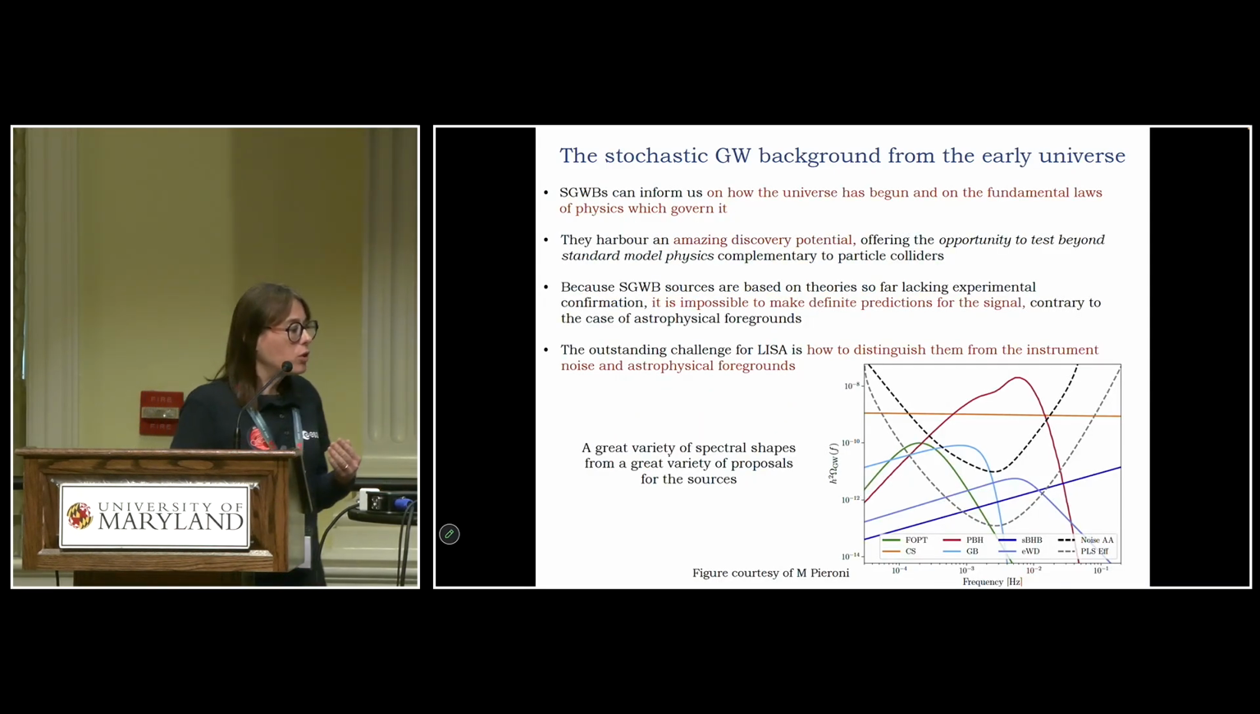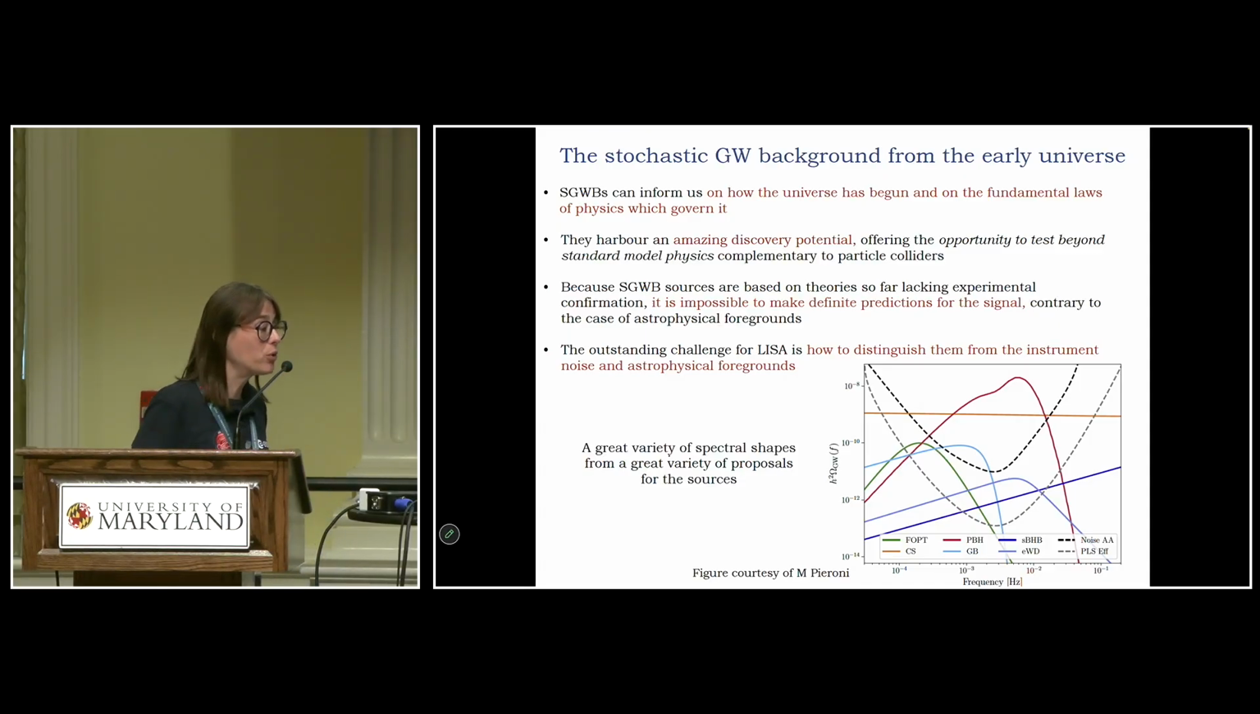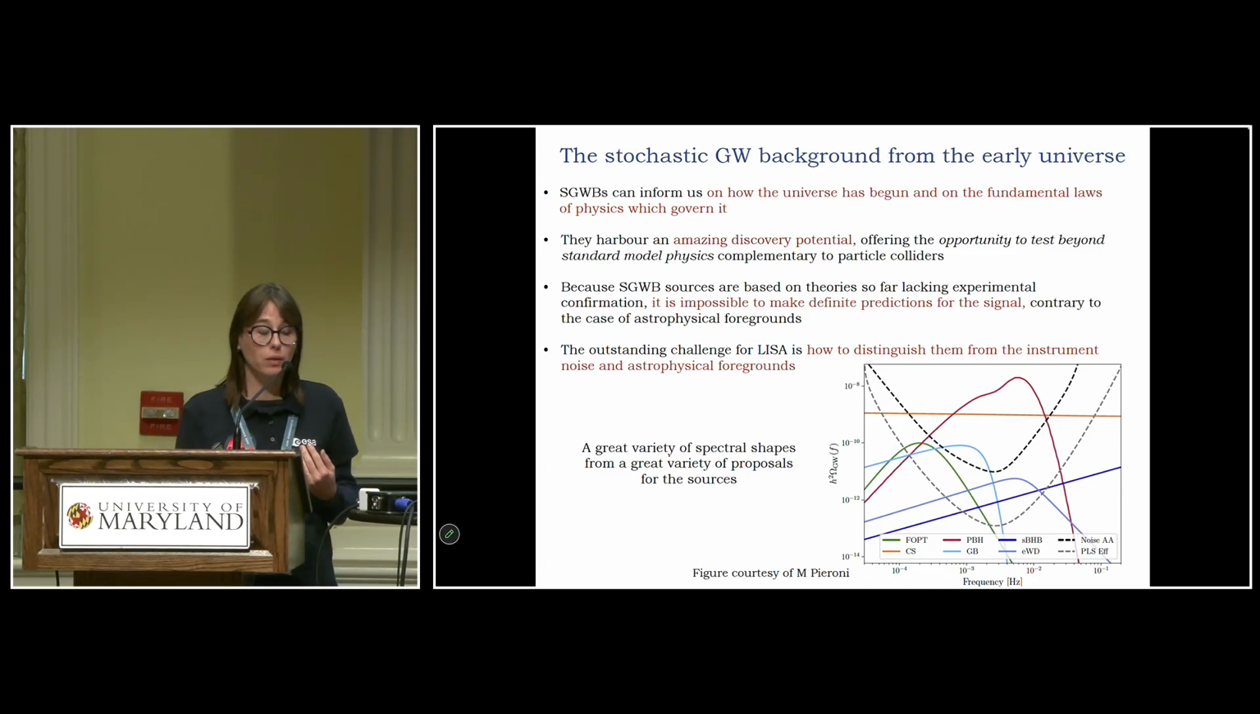So stochastic gravitational backgrounds, I mean, we don't have them just from that epoch. We have many proposals and they can inform us on how the universe has begun and on the fundamental laws of physics that governs it. Therefore, they harbor an amazing discovery potential, okay? Indeed, offering the opportunity to test beyond our knowledge of the fundamental laws of nature. However, exactly because these are based on theories that so far lack experimental confirmation, it is impossible to make a definitive prediction of the signal. So we don't know what we are looking for.